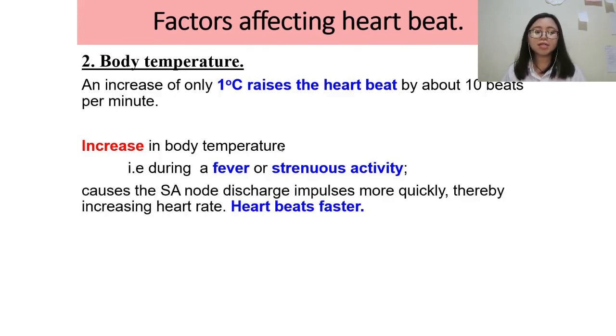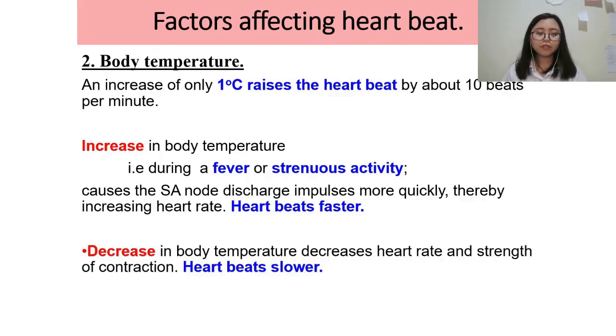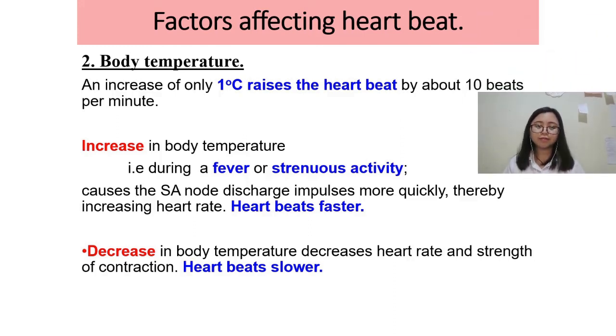So this causes the sinoatrial node to discharge impulses more quickly and thereby increasing the heart rate. And the heart will then beat faster. After some time, there will be a decrease in body temperature. Decrease in body temperature means it will decrease your heart rate and strength of contraction. Your heart will then beat slower. Begitu sajalah kalau ada orang tanya kamu factors that affect heartbeat, ini saja kamu perlu explain bagi dia.